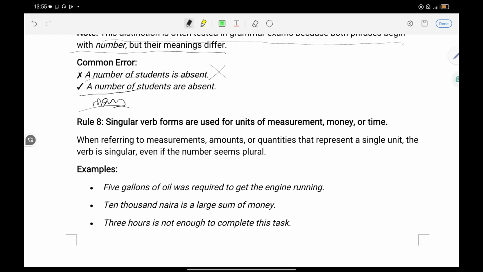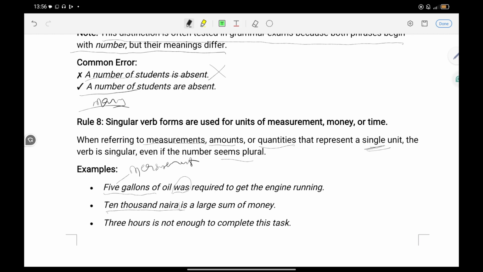Singular verb forms are used for units of measurement, money, or time. We all know this. We probably just don't know it as a rule, but we all use this in our expressions. When referring to measurements, amounts, or quantities that represent a single unit, the verb is singular even if the number seems plural. For instance, 5 gallons of oil was required. It's not "were." Why? Because this is indicating measurement. 5 gallons of oil was required to get the engine running. 10,000 naira is a large sum of money.